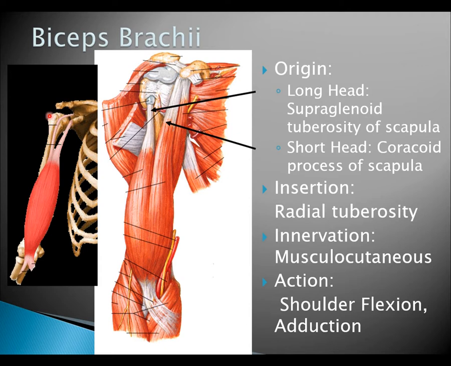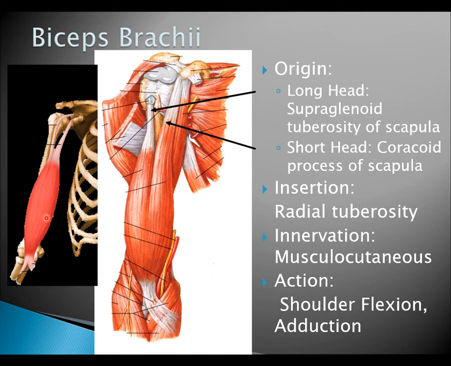Remember how I mentioned before that the long head of the bicep tendon not only inserts on the supraglenoid tuberosity, but also has fibers going into the glenoid labrum. So when we have a lot of pulling from the long head of the biceps tendon, we can actually pull the labrum off of the glenoid fossa.